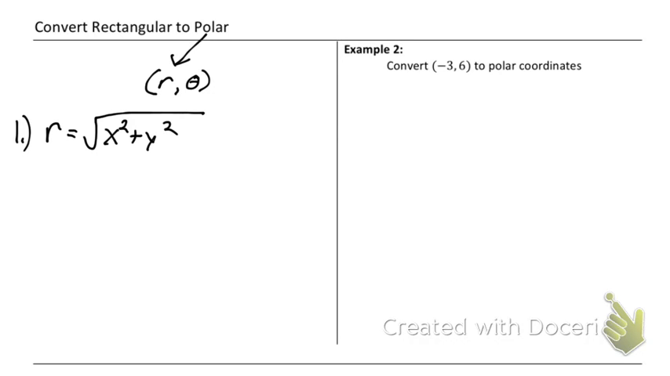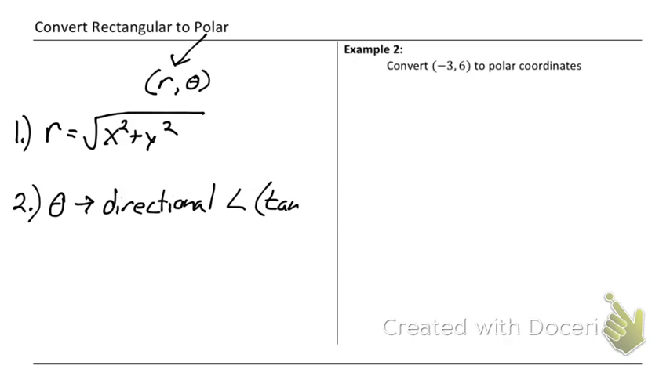So that's always good. Maybe we'll make that our first step. Our second step is to find theta. Well, theta is just our directional angle. So we're going to use tan inverse, just like we've done a billion times.